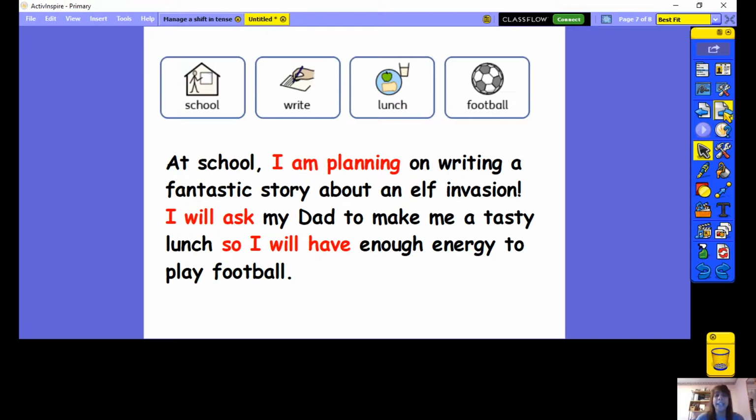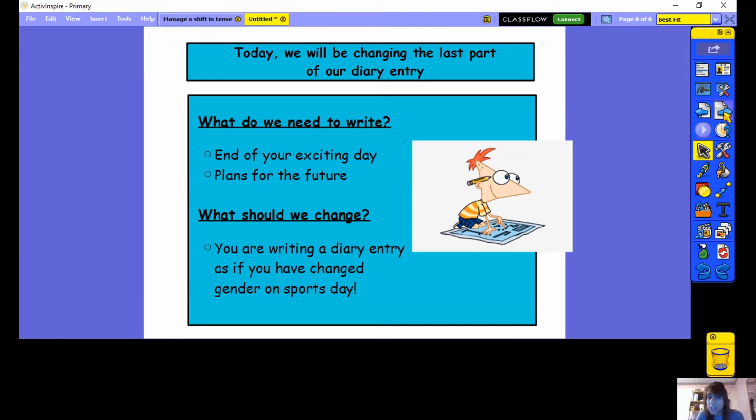So we are going to be looking at writing the last part of our diary entry. So we are going to have the end of our exciting day and then plans for the future. And that's where your future tense is going to come in really handy. And remember, lots of you are doing a great job at this of making sure that you mention that the whole point of this diary entry is that you are writing about sports day.